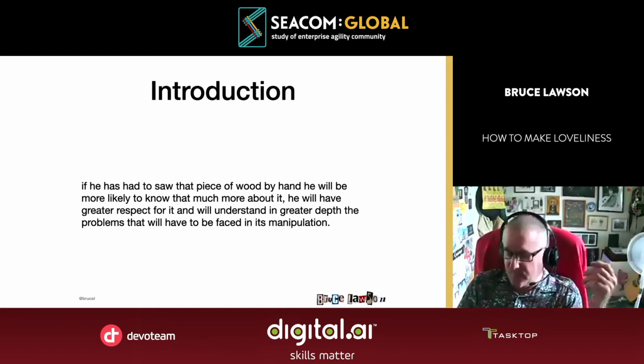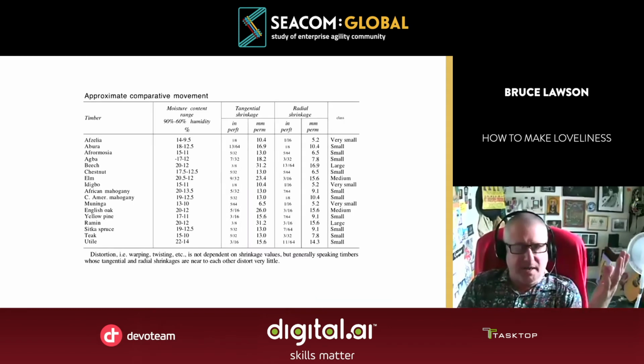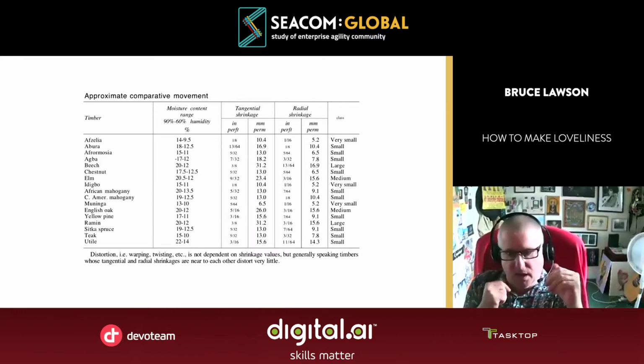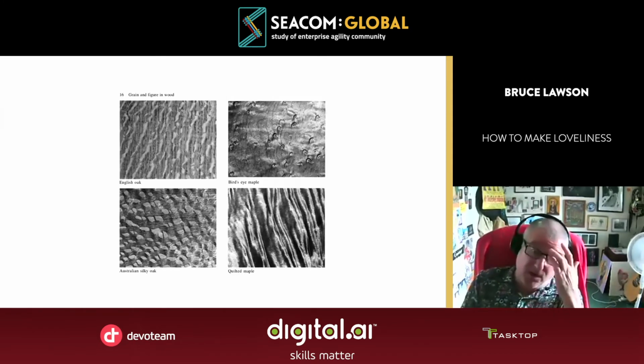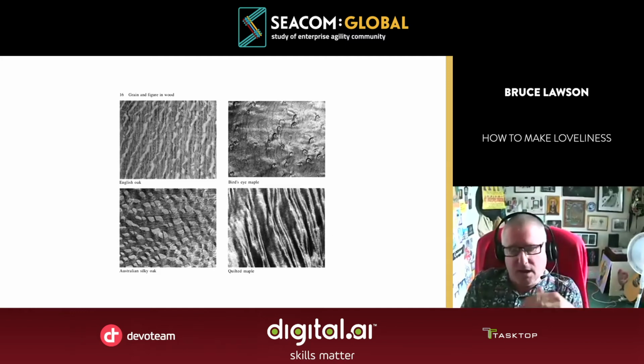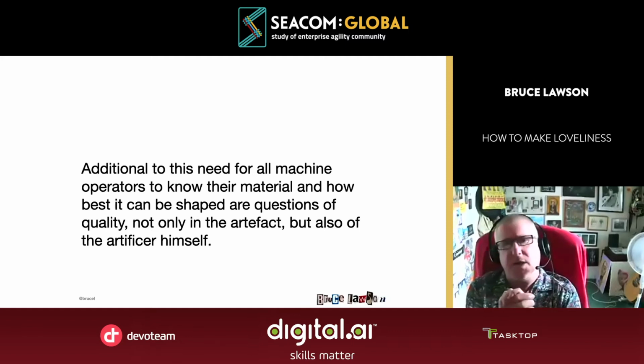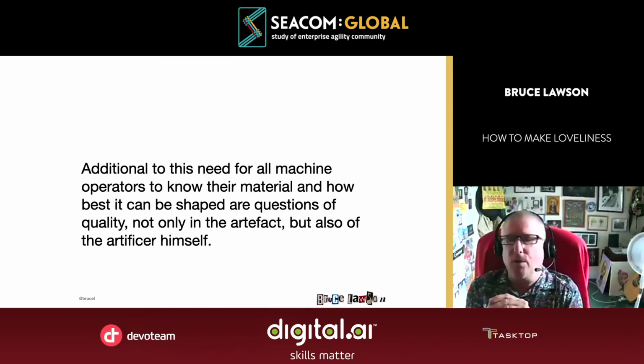And that's why in this 500-page book, the first 100 pages doesn't deal with making furniture at all. You've got these interesting tables on the moisture content of different kinds of wood. You have these photographs of the different kinds of grain. The first step to making furniture is not understanding a lathe, it's understanding wood. The author also says, additional to this need for all machine operators to know their material and how best it can be shaped are questions of quality, not only in the artifact, but also of the artificer himself.